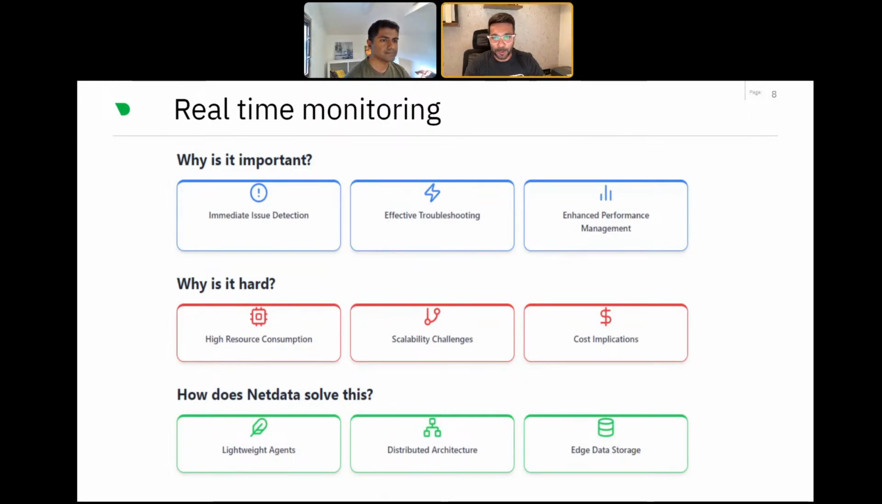Now we come to the next point. Okay, everyone I think agrees that we need real-time monitoring, but why is it so hard?